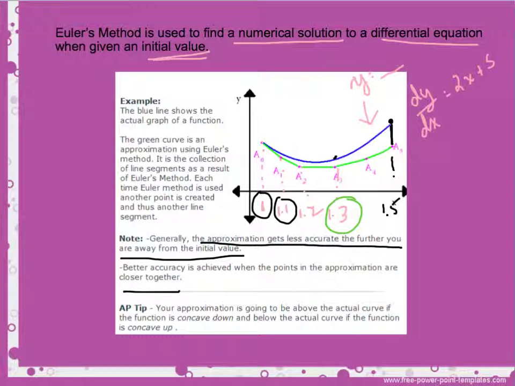Also, it's important that they give you this AP tip, because you are often asked this question. If your function is concave down, then your approximation is going to be above the actual curve. And if your curve is concave up, then you're going to be below, which is the case here. A lot of times they'll ask you after you've used Euler's method, is this an over approximation or an under approximation? If you're concave up, it's an under approximation. If your graph is concave down, you'd have an over approximation.